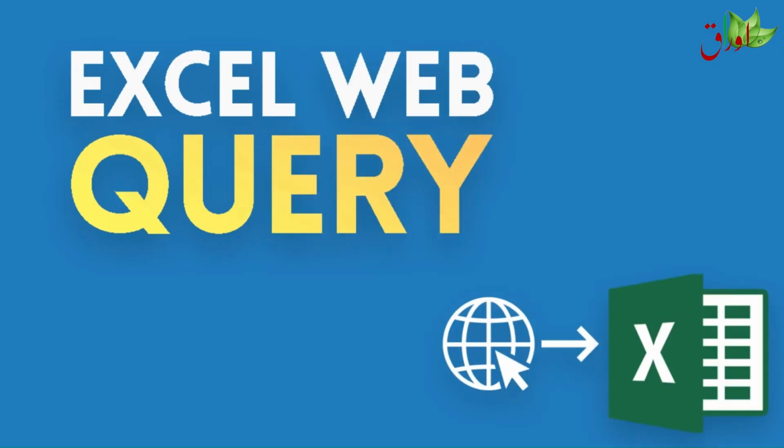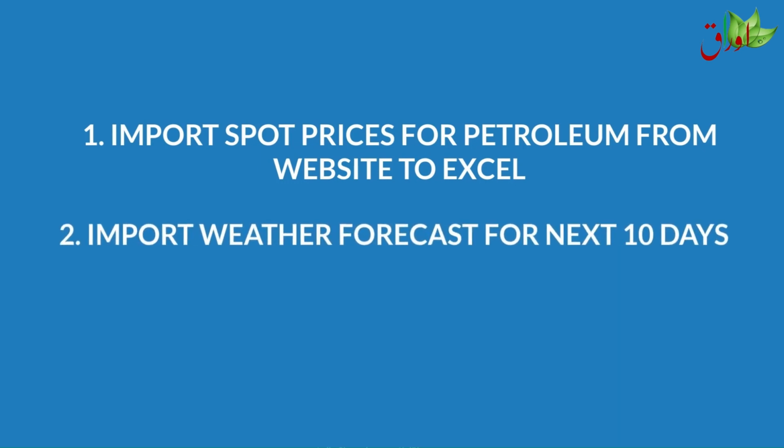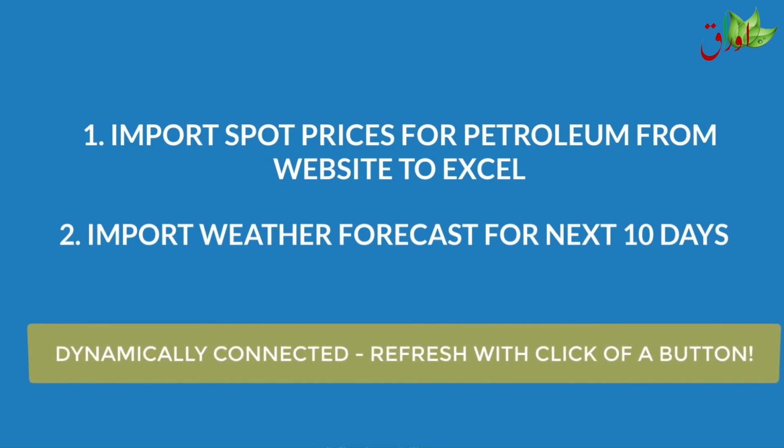Let's do two examples. In the first case, we are going to import spot prices for petroleum from a web page into Excel. And in the second case, we are going to import the weather forecast for the next 10 days. Now we are going to do it in a dynamic way, so the data that we import is going to be connected to the original web page. So whenever we want to get the newest information, all we have to do is refresh our table. Let's start with spot prices.